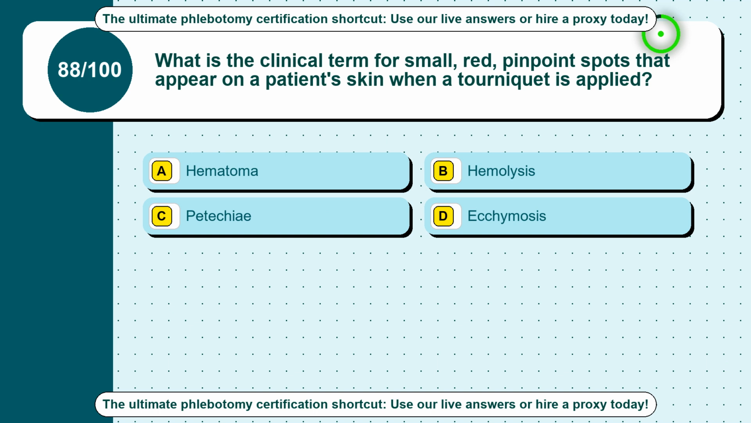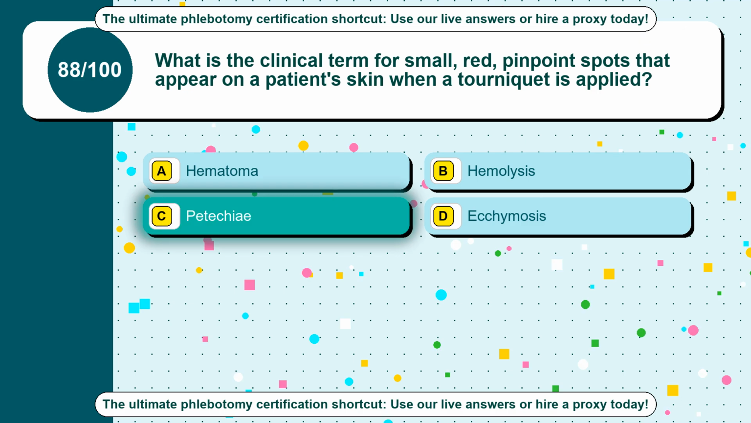Question 88. What is the clinical term for small, red, pinpoint spots that appear on a patient's skin when a tourniquet is applied? Option A. Hematoma. Option B. Hemolysis. Option C. Petechiae. Option D. Ichthyosis. The correct answer is option C. Petechiae.